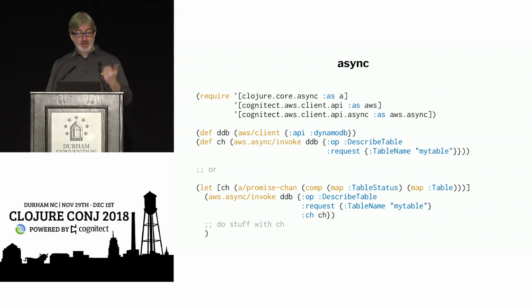All right. The other thing is that we've got async at the function level instead of having to sneak things in through the side door. So the way you do that is you require this other namespace. And then instead of calling aws/invoke, you call aws/async-invoke, and it gives you back a channel. And then you could do whatever you do with channels. And you can also provide it your own channel.